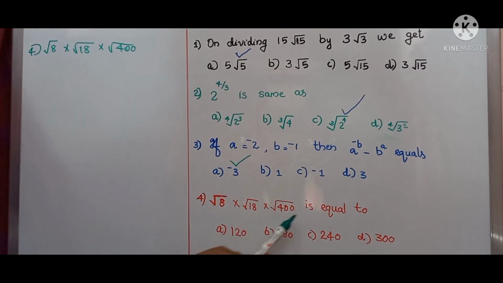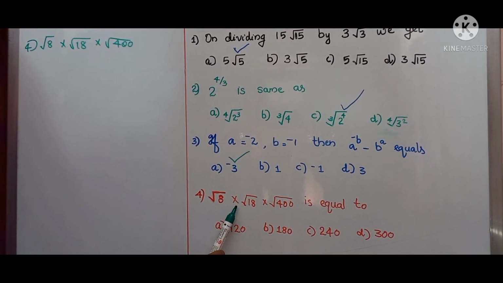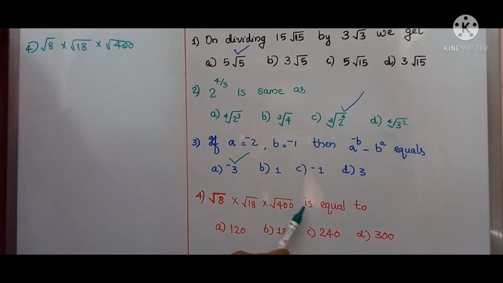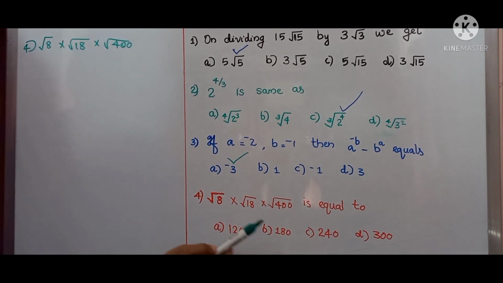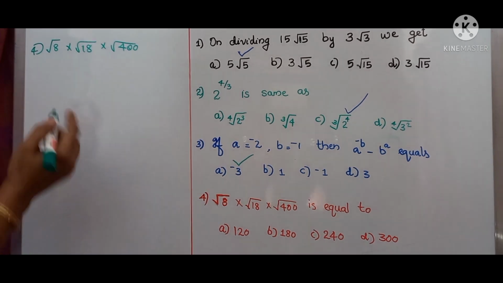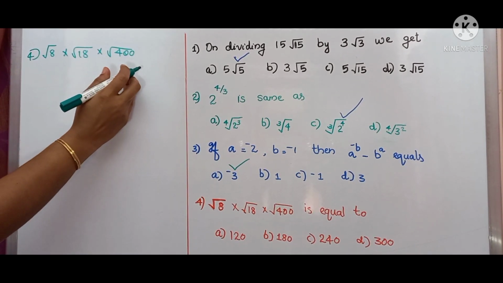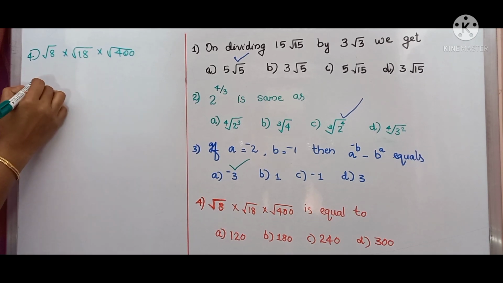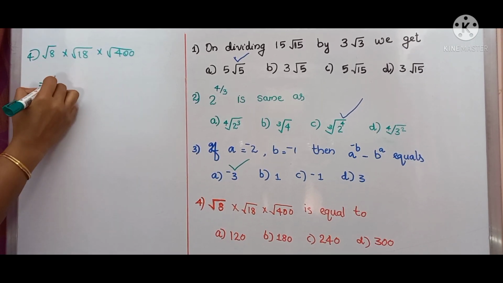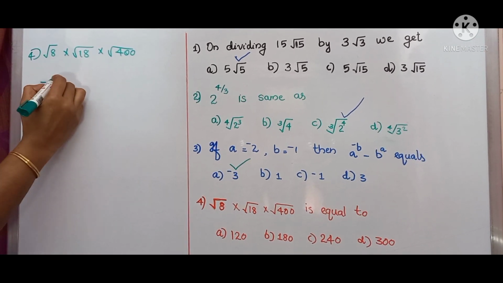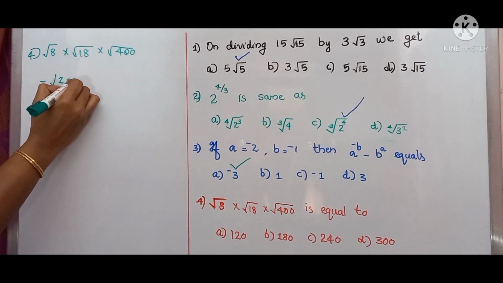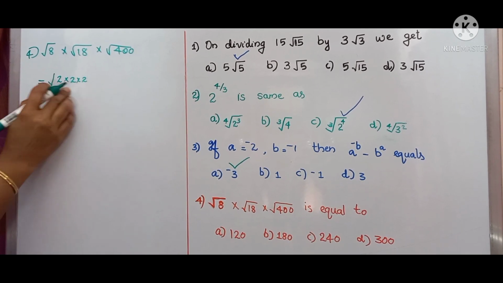Next, we have to find the product of root 8 into root 18 into root 400. That is equal to, options are given. We have to solve and find the answer. Very simply we can solve it. Here we know the square root of 400 is equal to 20. And we can write the square root of 8 as 2 into 2 into 2. That is more easy, I think.